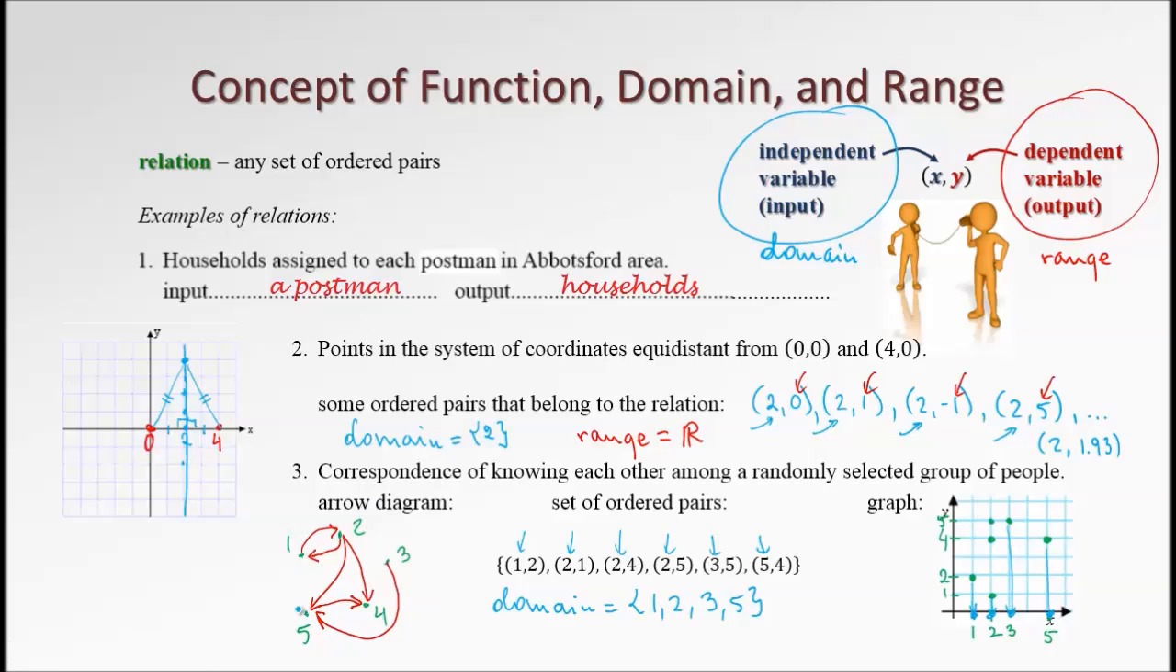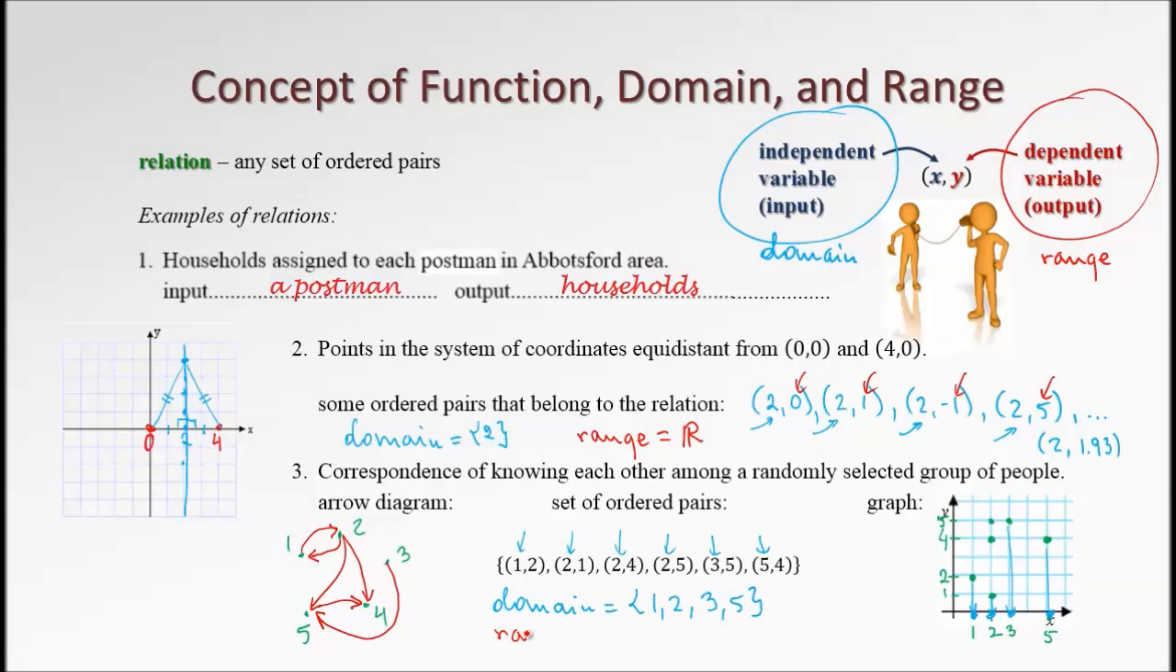In the case of arrow diagram, the domain are those points that will have at least one arrow going out. So we have arrow going out of 1, out of 2, out of 3, and out of 5. We don't have arrow coming out of 4. So 4 is not in the domain.